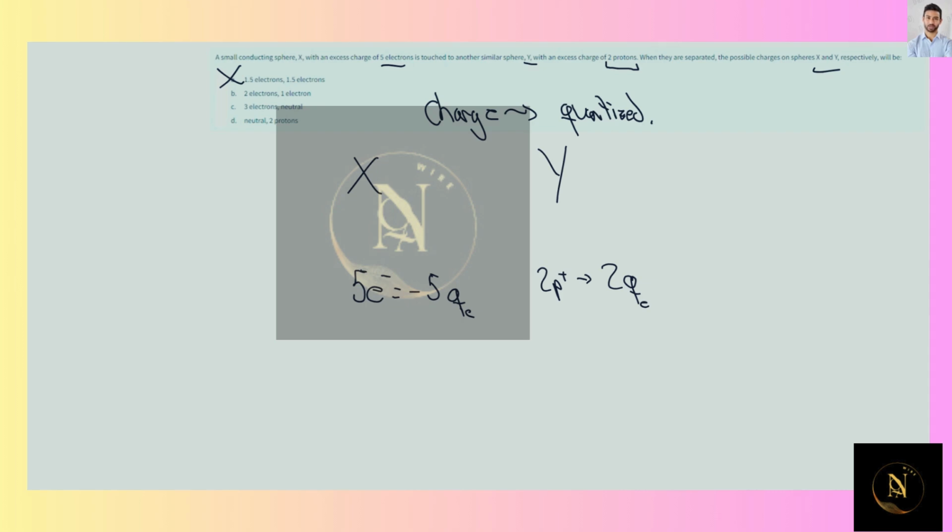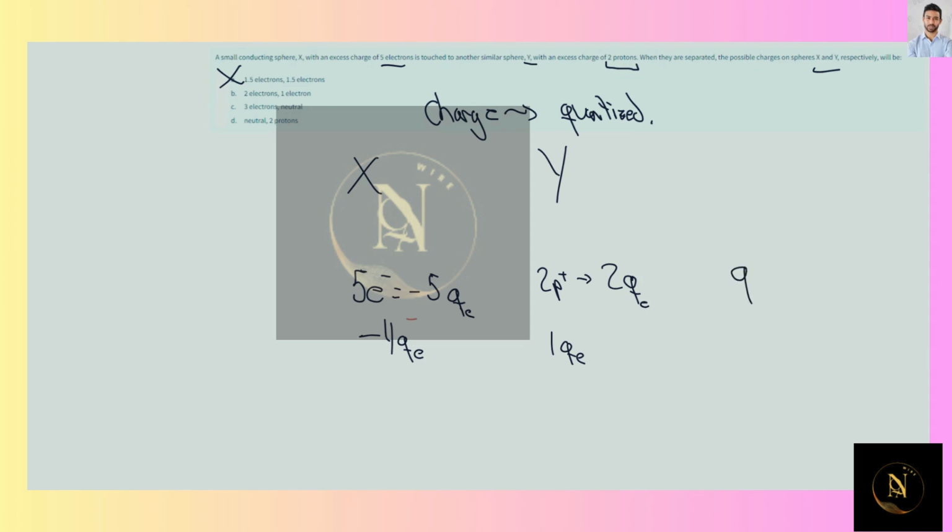Now, let's see what happens if we transfer electrons from one place to another. Let's say that we transfer one electron from X to Y. We're going to have the equivalent of 4 electrons and 1 proton. So the charges are going to be minus 4 times the charge of the electron, and 1 times the charge of the electron.